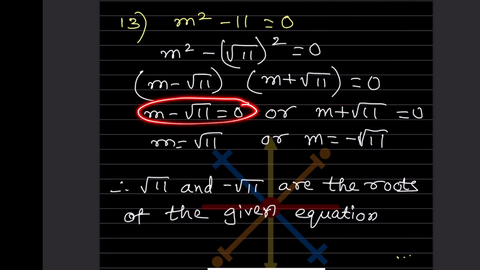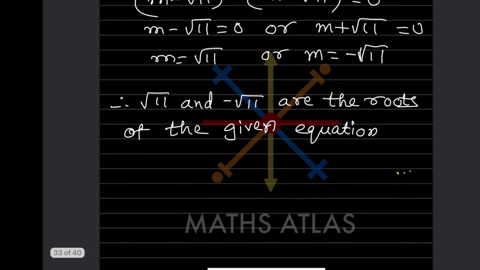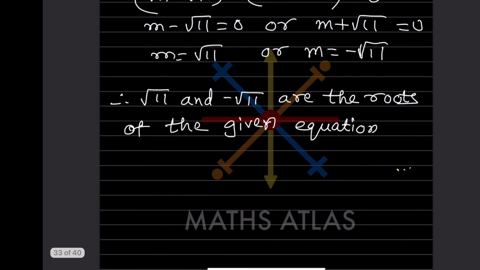So now this is what is written. If you change the place, m is going to be root of 11, and here if we change the place, m is going to be minus root of 11. So these are the roots of the given equation. By this we have completed today's work.